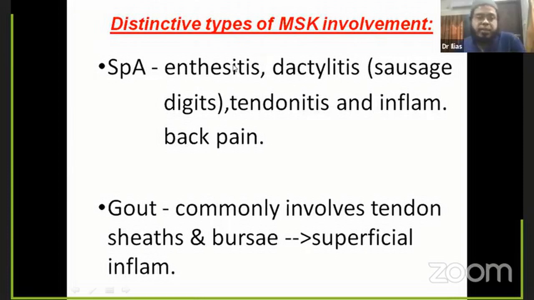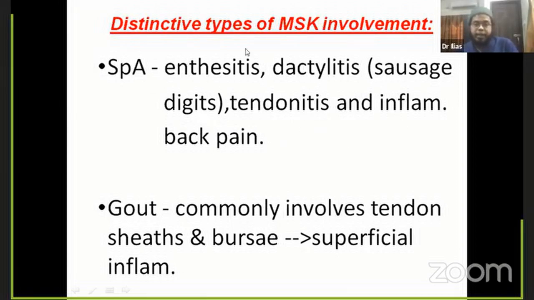Here I mentioned some of the distinctive types of musculoskeletal involvement in specific joint arthritis. In spondyloarthropathy, the patient will have enthesitis and dactylitis, which is found mostly in psoriatic arthropathies, and it is also called sausage disease. Sometimes the patient will have tendonitis and inflammatory back pain.